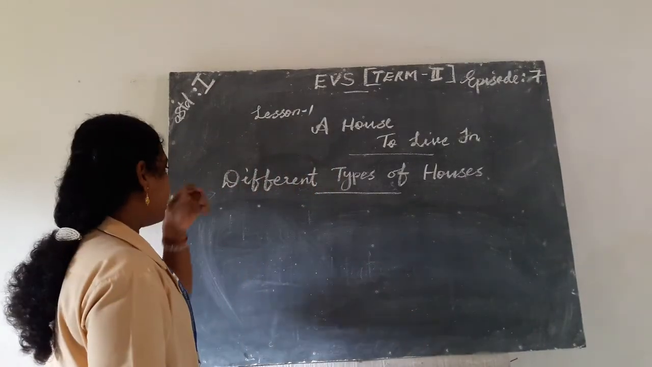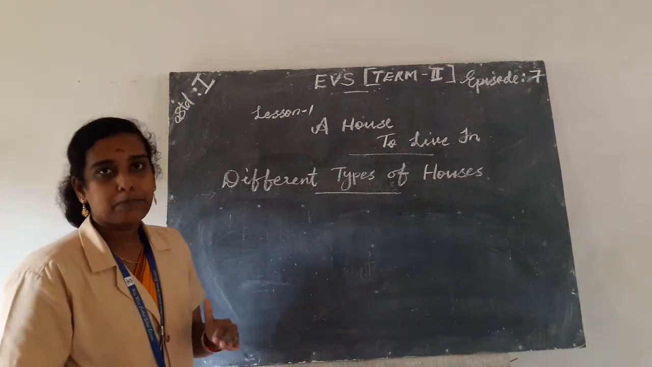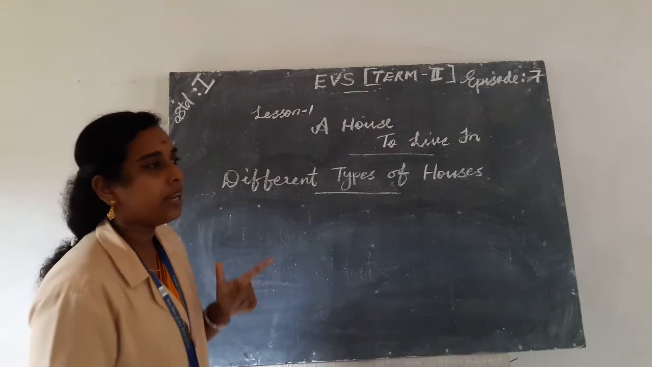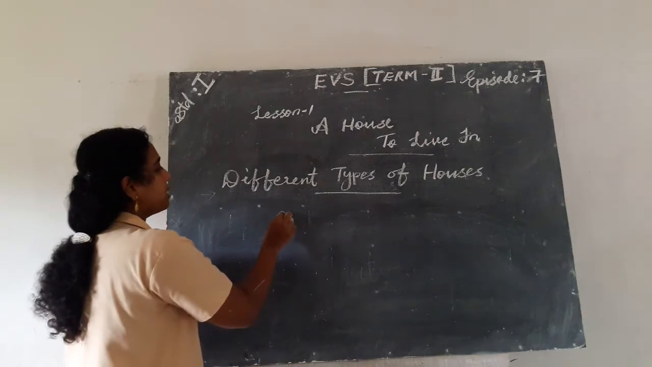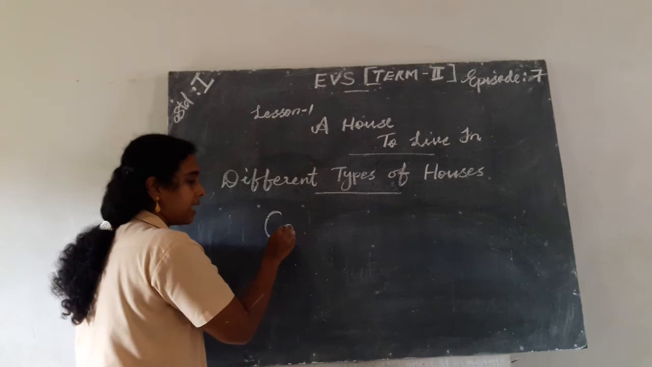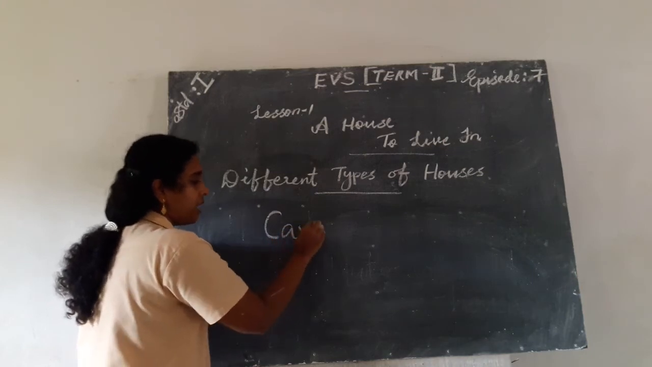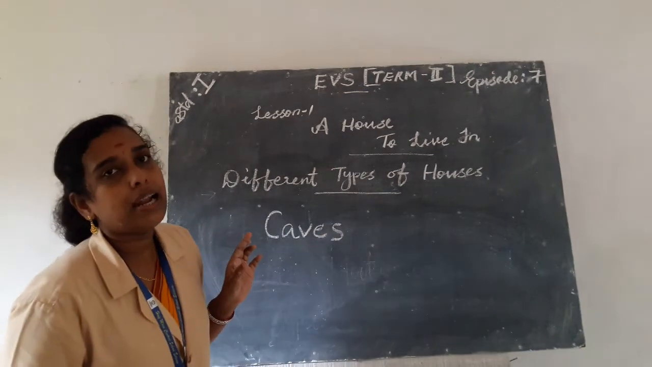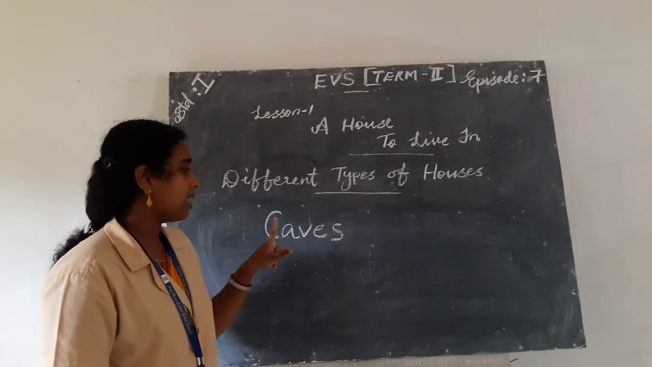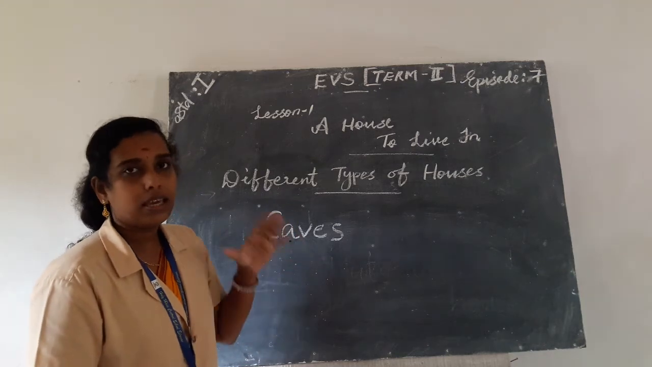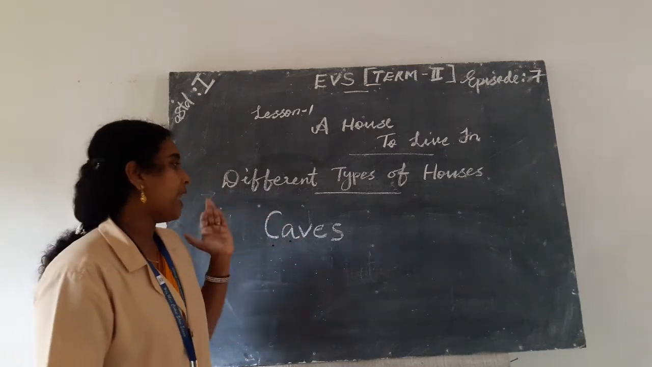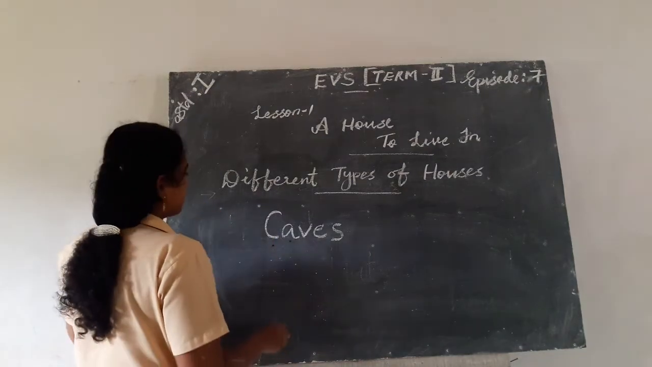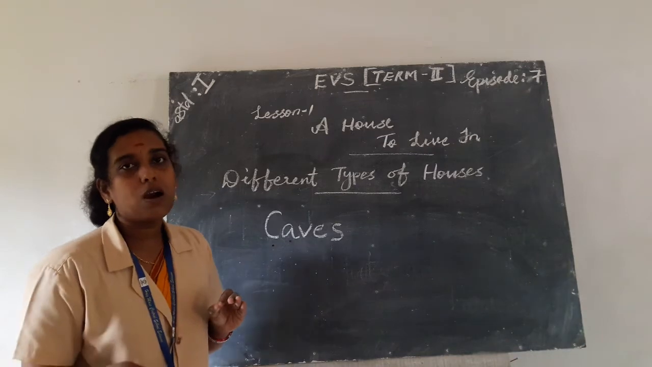So today we discussed different types of houses. Early man lived in caves. What is the spelling of caves? C-A-V-E-S. Caves. Early man lived in caves. And the caves were in jungles and it is not safe from wild animals.